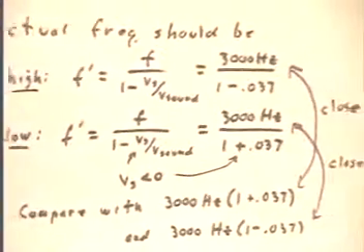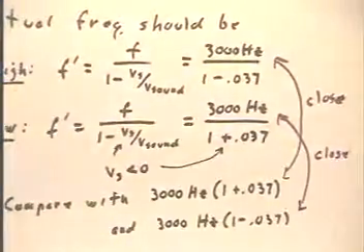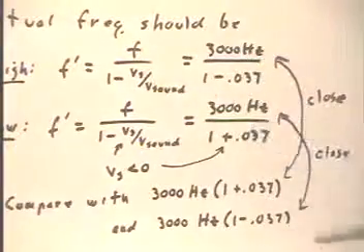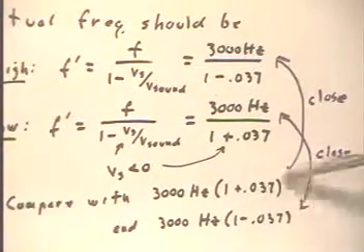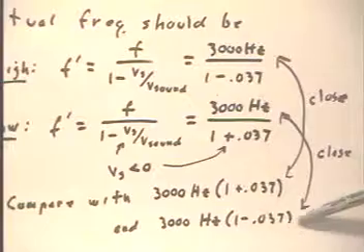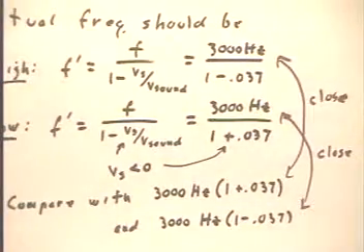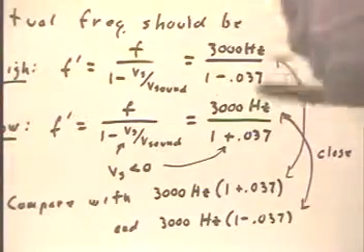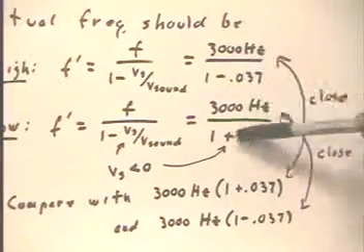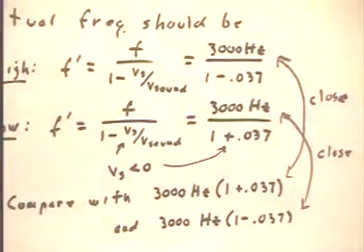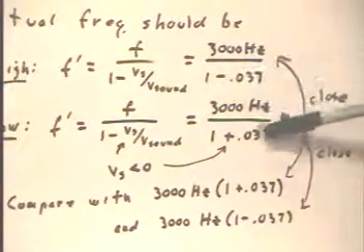Now these results, if you take your calculator and punch this in and punch this in, this will be very close to this and this will be very close to this, but they won't be exactly the same. They're very close only because this number 0.037 is small. So as we said before, we can only make this approximation with a 0.037 factor.